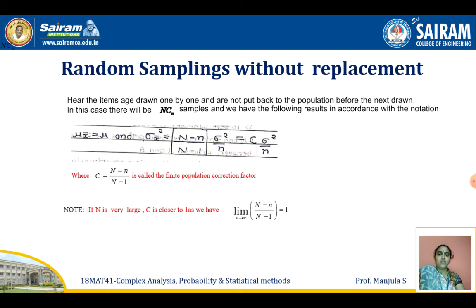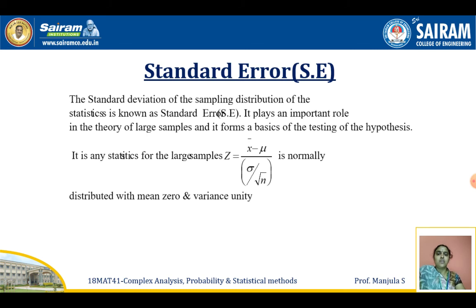Here also we have to remember the relationship between the mean and the variance of the population and the sample. So mu x bar equals mu, it means the mean of the population equals the mean of the sample. Sigma x bar square equals c into sigma square divided by n. What does c mean? c is capital N minus n divided by capital N minus 1. That you have to remember. So the relationship between mean and variance, for sampling with replacement and without replacement, we have to remember here.